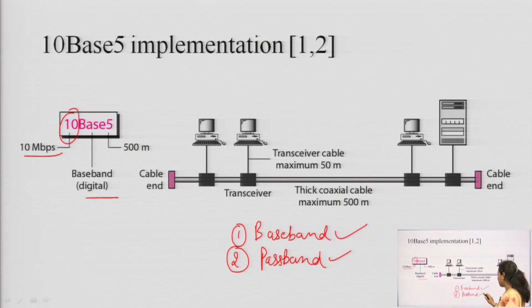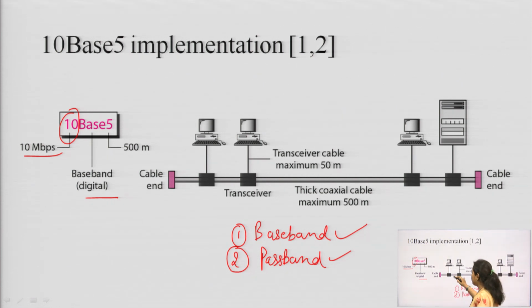Now, passband is used for long distance communication, and if you want to transmit the data over a longer distance, then a kind of modulation and demodulation is required. What is modulation? Modulation is a technique where the original data is superimposed on a high frequency carrier signal, so that it can travel over a longer distance. So, that is the case for passband transmission.